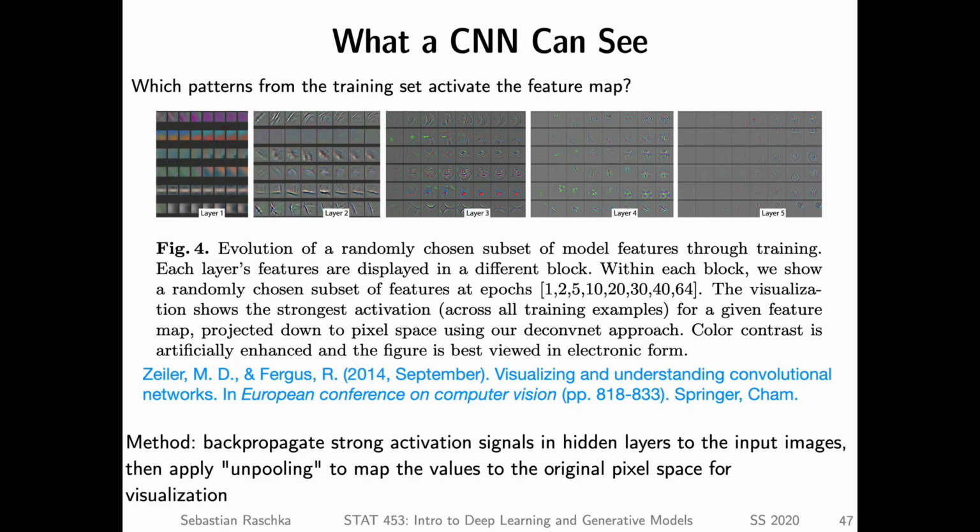There was an interesting paper, or there are many papers, but this was one of the early interesting ones, where people looked at what a CNN can see in the different layers. This is a little bit small, so they are just showing 5 layers here. I think this was maybe AlexNet, but to be honest, I forgot. I have to double check. So they looked at the properties that the network learns in the different layers.